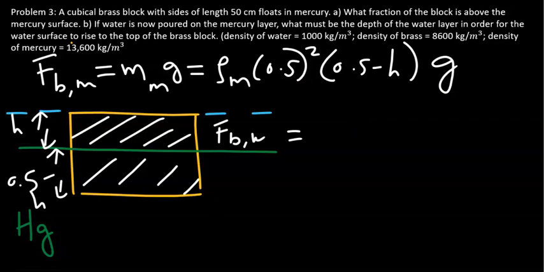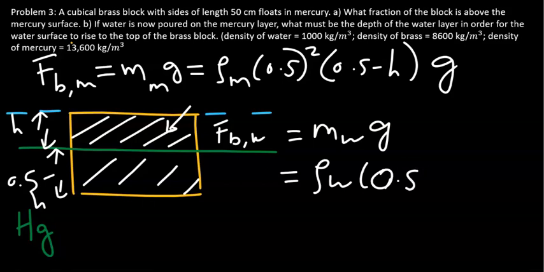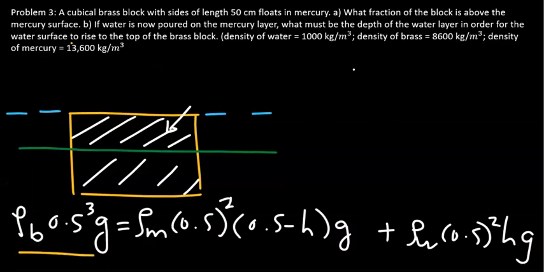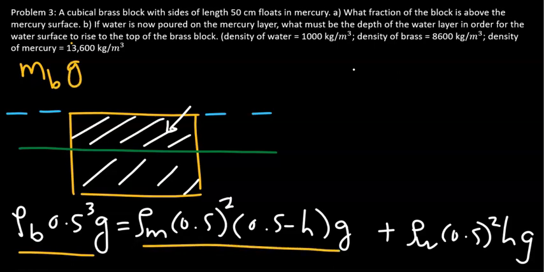Likewise, the buoyant force due to the water level is the mass of the water displaced times gravity. Now the mass of the water is the density of water times the volume of this portion of that block, which is again 0.5 squared times h, and then multiplied by gravity. Since the entire block can be considered floating, the weight of the block, which is the mass of the block times gravity, must be the same as the sum of this term and that term, as we discussed earlier. The left-hand side is the weight of the block, which is just the mass of the block times gravity. The first term on the right is the buoyant force due to the mercury level, and the second term on the right is the buoyant force due to the water level.